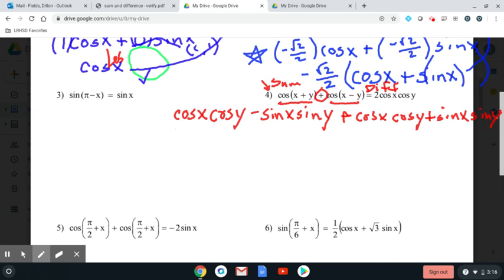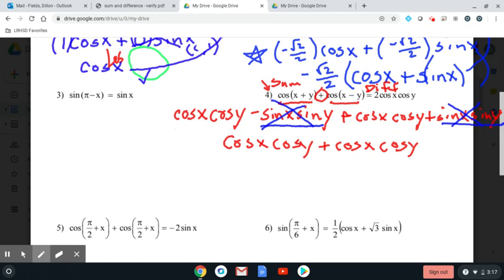Because once you have this step written out, you might notice some things cancel. So we actually have some like terms in this case. Like if we look right here, we have sine x, sine y, and we have sine x, sine y. One has a minus sign in front, one has a plus sign. So these are like terms that are actually going to cancel out. So that just ends up leaving you with cosine x, cosine y, plus cosine x, cosine y.